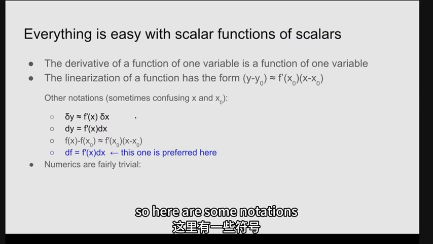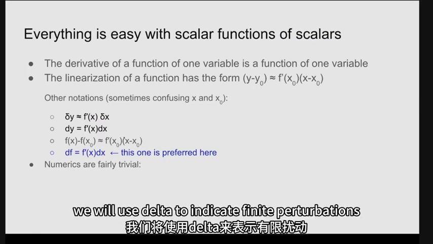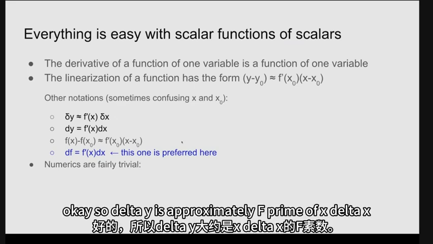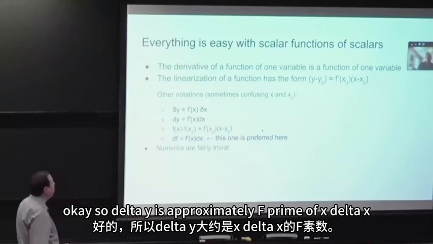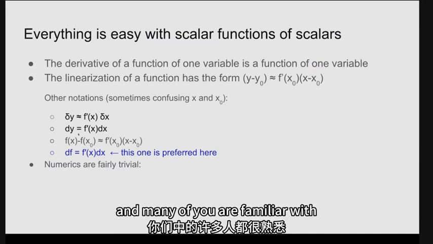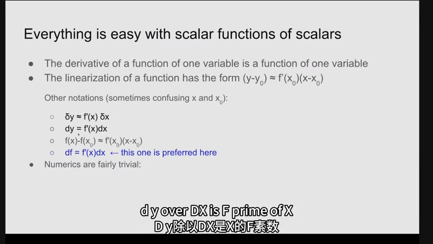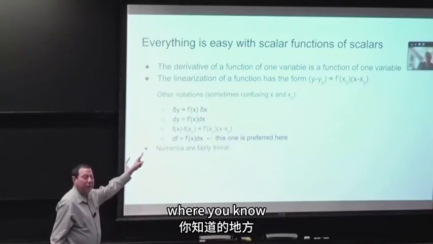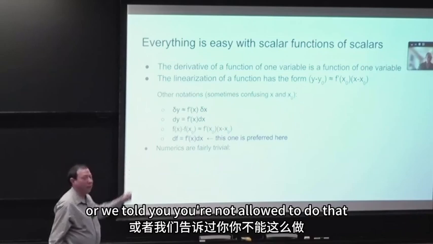So here are some notations. We will use delta to indicate finite perturbations, and so I have this approximate symbol over here. So delta y is approximately f prime of x times delta x, or you can take the infinitesimal limit. And many of you are familiar with dy over dx equals f prime of x. But how many of you have actually seen it written this way, where we told you you're not allowed to do that?